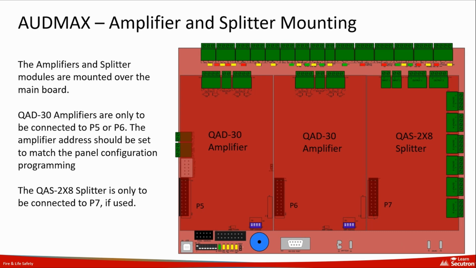Master and booster panels support the installation of amplifiers and a zone splitter module directly onto the main board. The QAD30 amplifiers connect to the P5 and P6 ports, while the QAS2X8 zone splitter connects to the P7 port. Each amplifier must be configured to match the panel's programming settings, and the splitter allows for independent control of up to 8 output circuits. Ensuring proper mounting and configuration of these components is essential for reliable system performance and scalability.